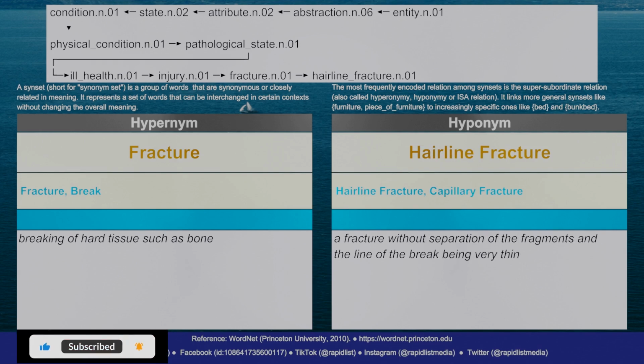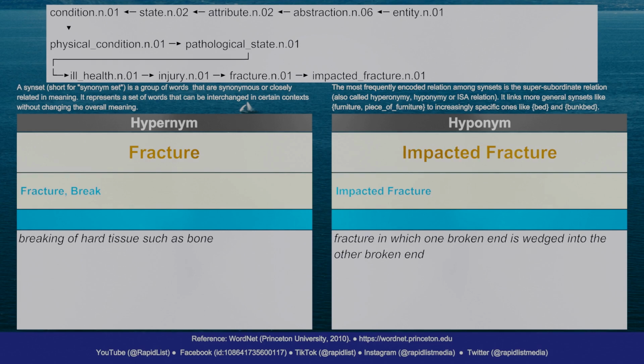Hairline fracture. The fracture without separation of the fragments and the line of the break being very thin. Impacted fracture. Fracture in which one broken end is wedged into the other broken end.